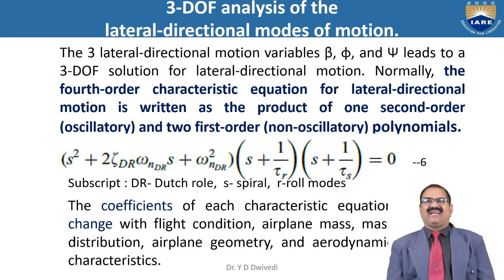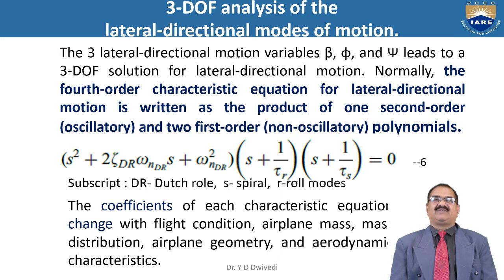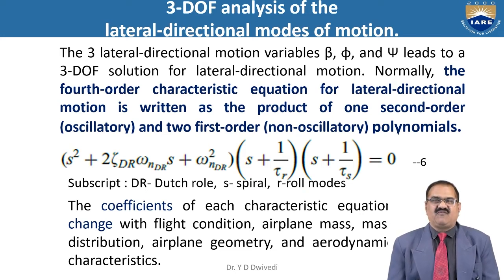Here we can see the 3 degree of freedom analysis of the lateral directional modes of motion. The 3 lateral directional motion variables, beta, phi and psi, lead to a 3 degree of freedom solution for lateral directional motion. Normally, the 4th order characteristic equation for lateral directional motion is written as the product of 1 second order, that is called oscillatory, and 2 first order, that is called non-oscillatory polynomials.